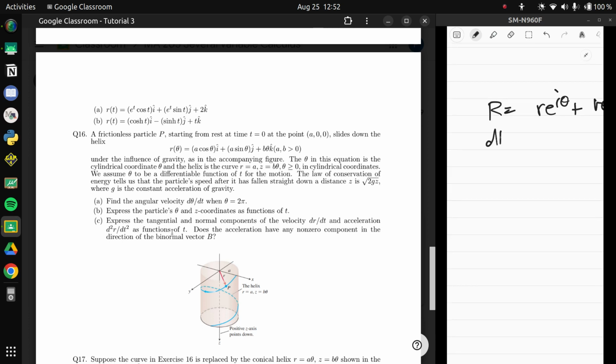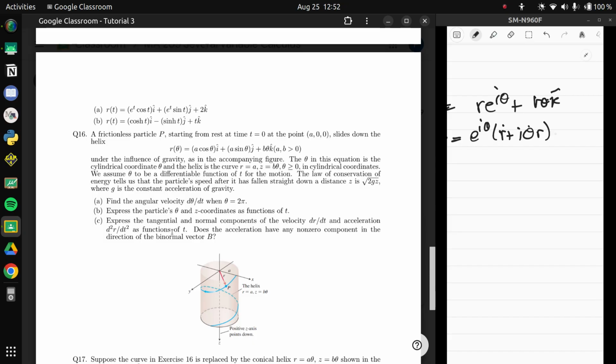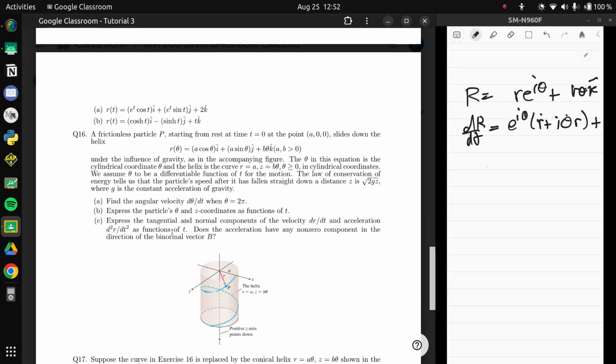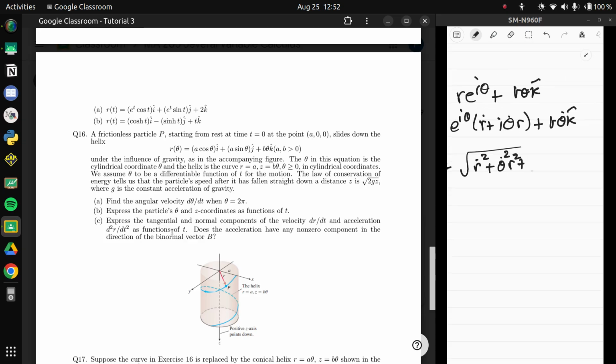So your dr by dt is going to be something like e to the i theta, and then you've got r dot plus i theta dot r stuff, and then plus b theta dot k hat. So the magnitude of this thing is just square root of r dot squared plus theta dot squared r squared plus b theta dot squared, so like b squared theta dot squared.